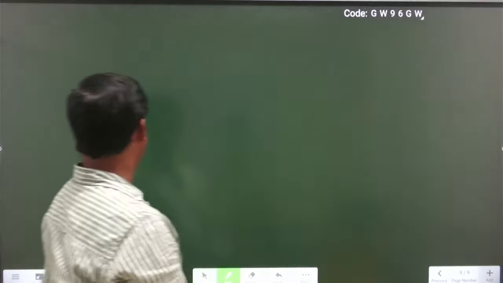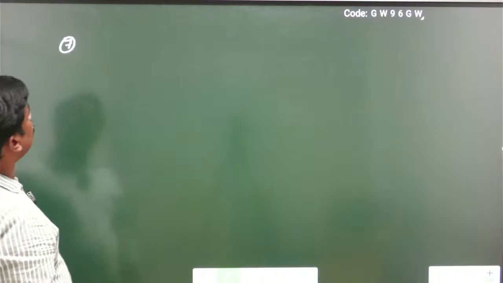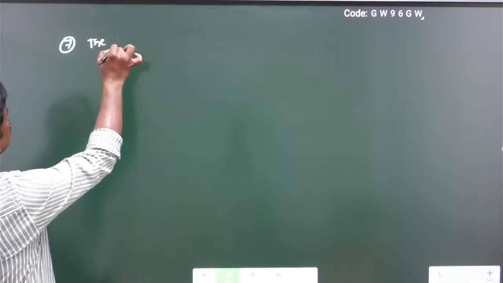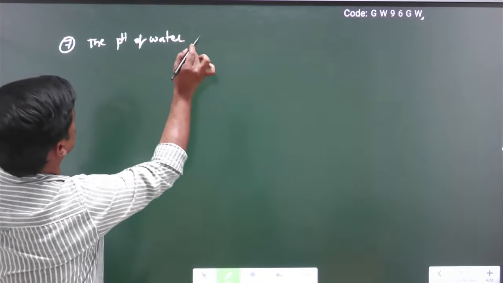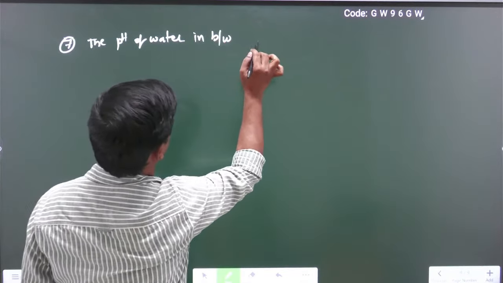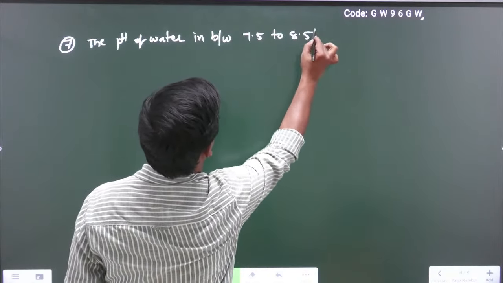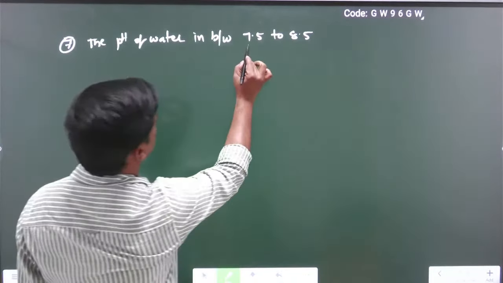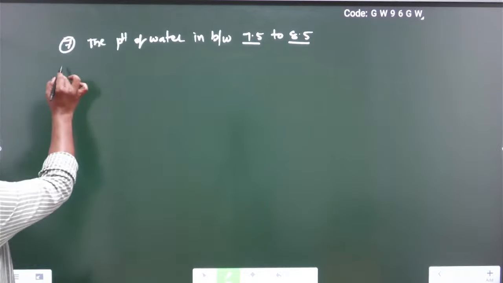Next, we have the seventh one, the pH of water. The pH of potable water should be in between 7.5 to 8.5.